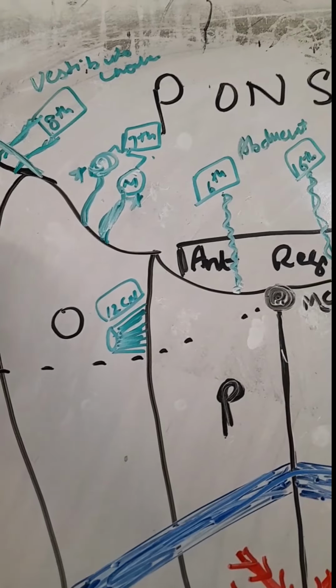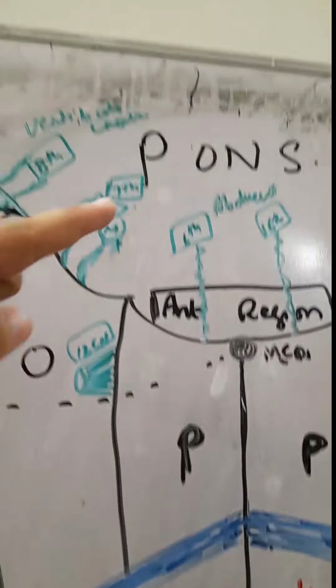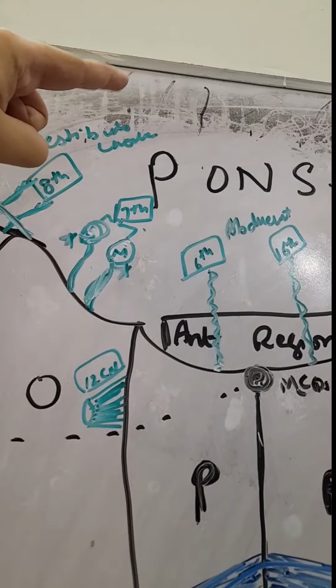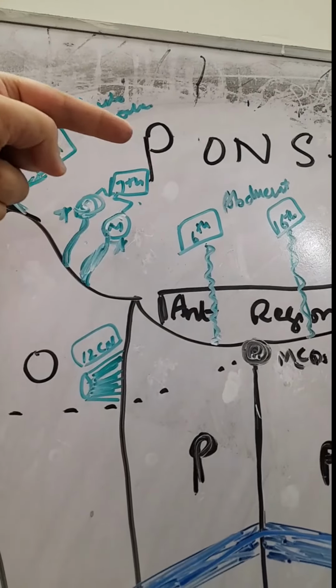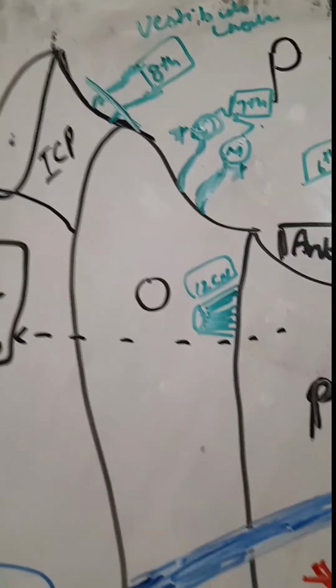The cerebellum is connected to the brainstem through three peduncles. The cerebellum is connected with the midbrain through the superior cerebellar peduncle, with the pons through the middle cerebellar peduncle, and with the medulla oblongata through this inferior cerebellar peduncle.